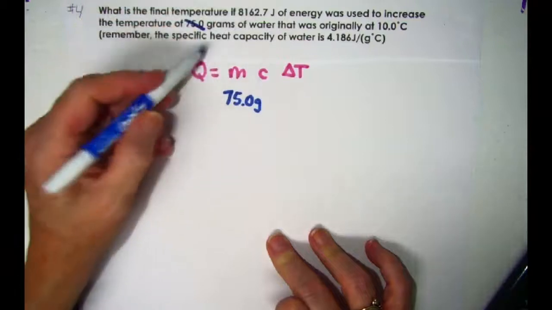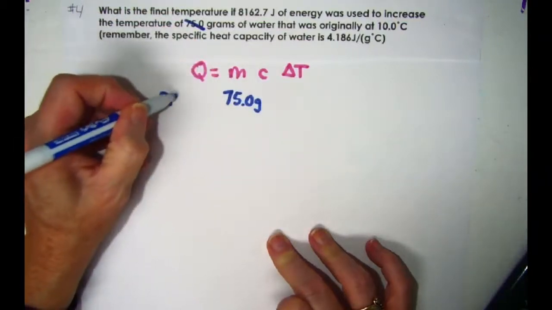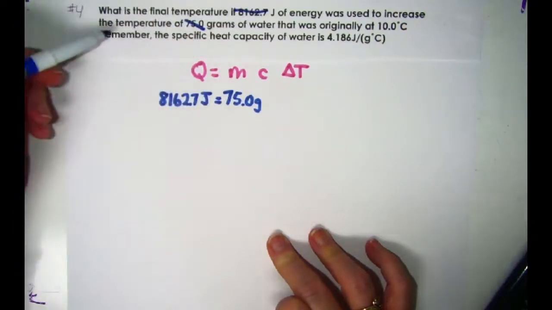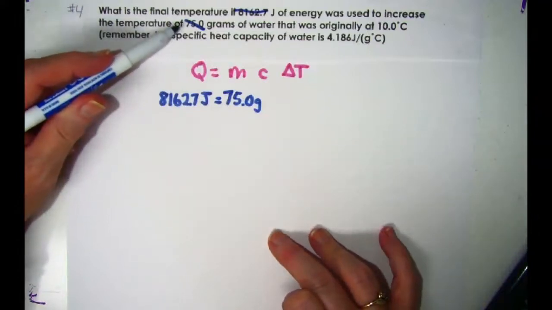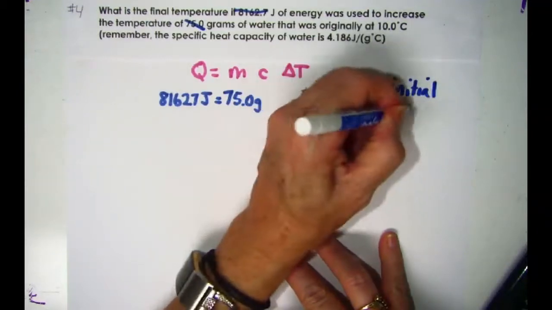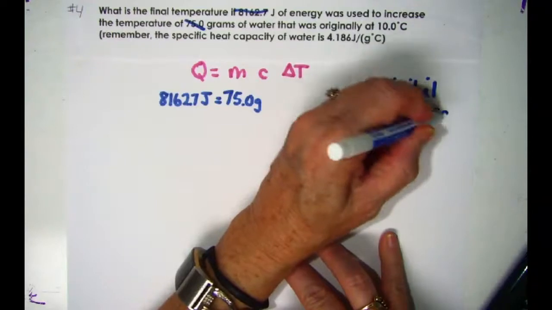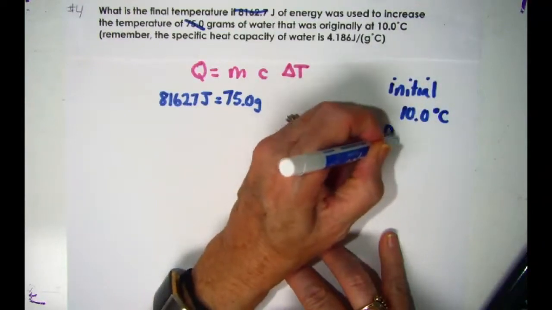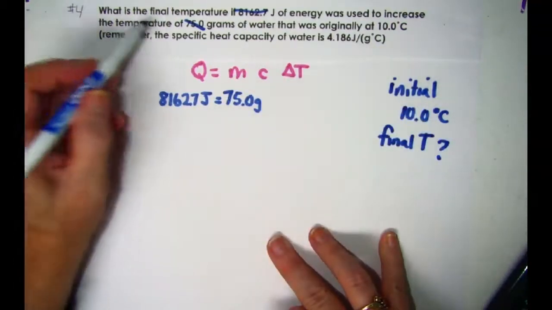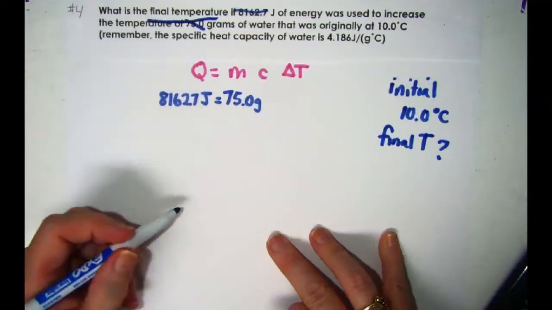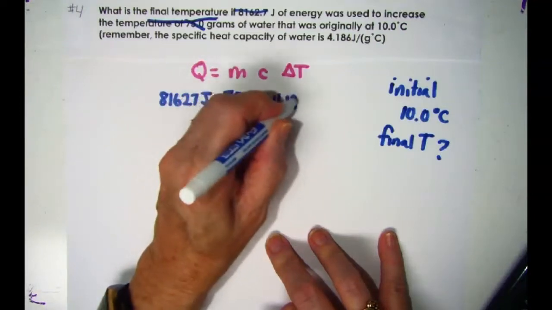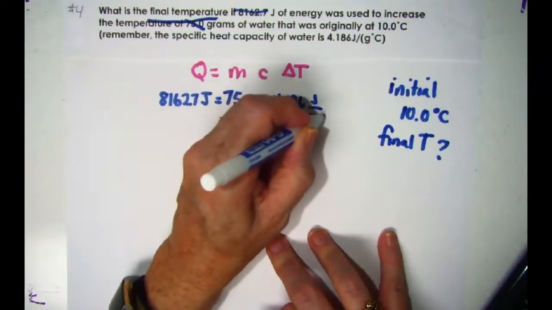We know that we used 8162.7 joules of energy to increase the temperature of that 75 grams of water. The initial temperature is 10 degrees Celsius. What we are trying to find is the final temperature. That's the question mark. What's the final temperature? Okay, we know the heat capacity of water is 4.186 joules per gram degrees C.